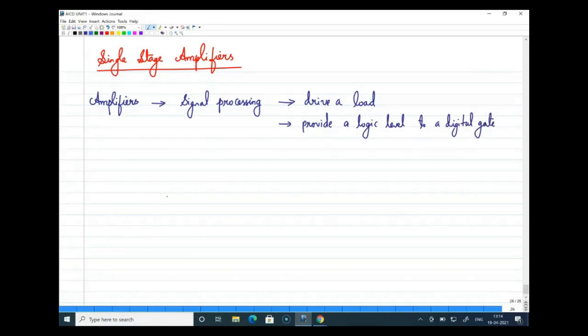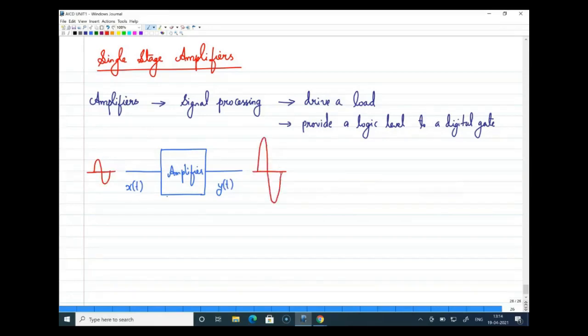So if I represent an amplifier with input, say I will write it as x of t and output as y of t. If this is my input signal, which looks very small, what I'm expecting is a signal of a larger magnitude or amplitude. That is what we meant by amplification, right?